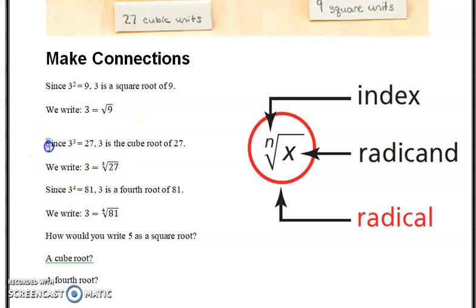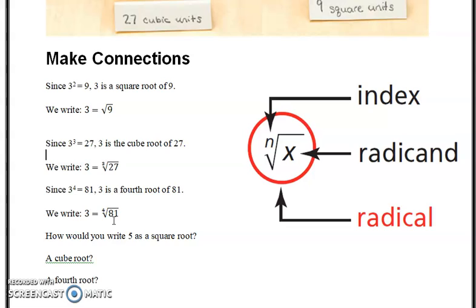And then we're going to look at something that might be a little new. It's the cube root. So since 3 cubed is equal to 27, 3 is the cube root of 27. So we can write 3 as the cube root of 27. So that little number there represents the cube root, and that's called an index. And then the radicand is the number that you're taking, and then the whole thing as a whole is a radical.